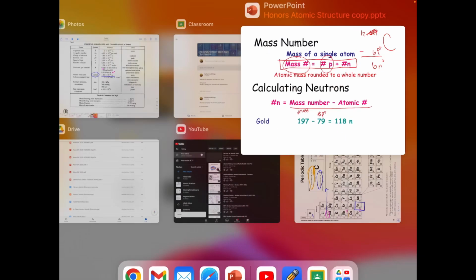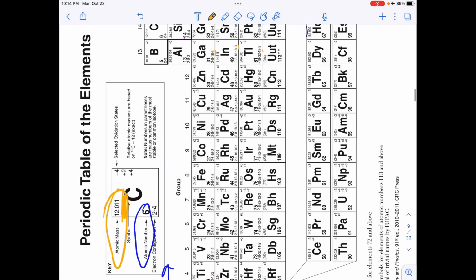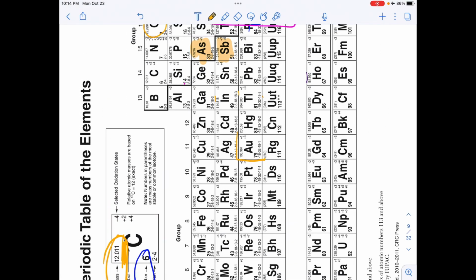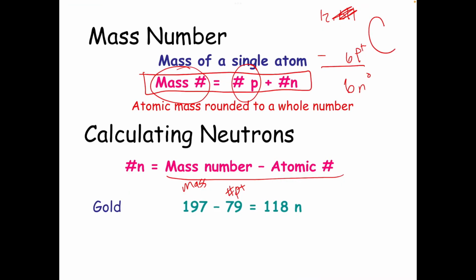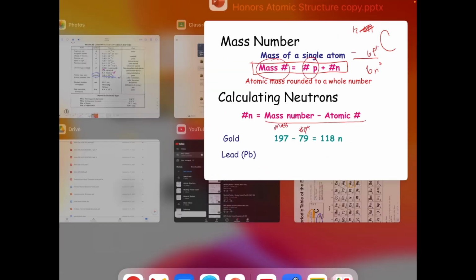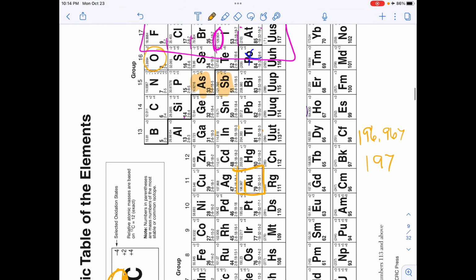To once again show you gold, gold is number 79. Again, I know it's sideways, I'm sorry. You can see it says 196.967. 196.967 rounds to 197. Lead is right here. 207.2. So 207 minus 82. So that would be what? 125?